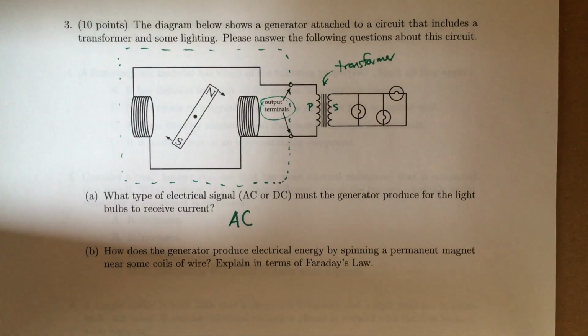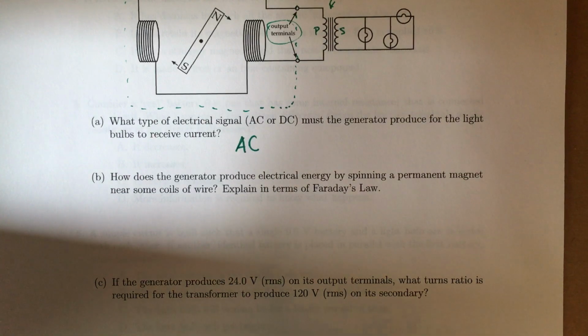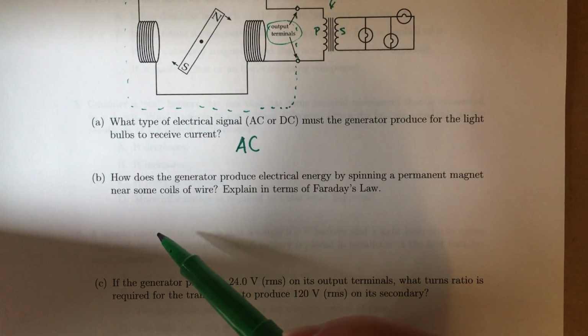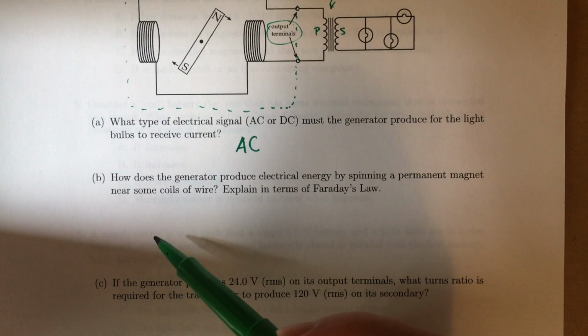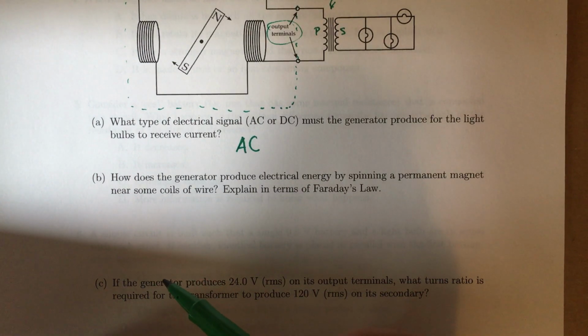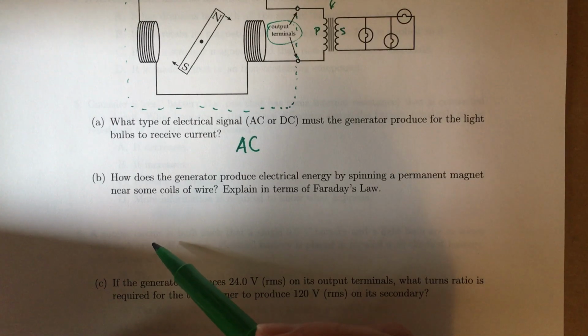B: how does the generator produce electrical energy? By spinning a permanent magnet near some coils of wire. Explain in terms of Faraday's law. Okay, so I give you a big signpost. Basically, do you understand what Faraday's law is telling you? We've been through this explanation a few times, so I'll make it a little bit brief here, and I'll try to sketch out a little explanation.